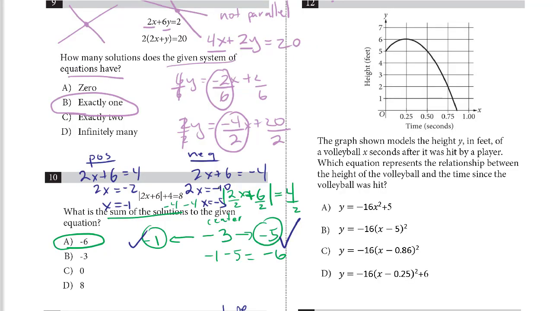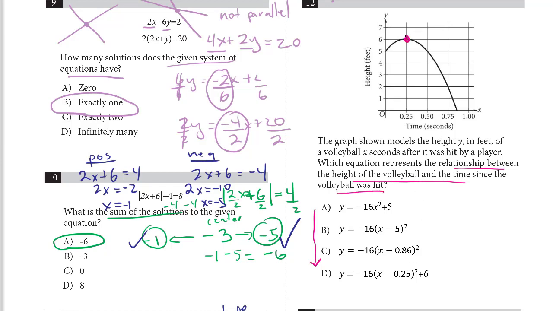Number 12. Okay, I've got a downward facing parabola, and if I scan my answer choices, I'm looking at a series of vertex form quadratic equations. Okay, and there's a volleyball being hit, x seconds. What's the height? That's modeled in y. What is the right relation? So what equation in vertex form models this graph?